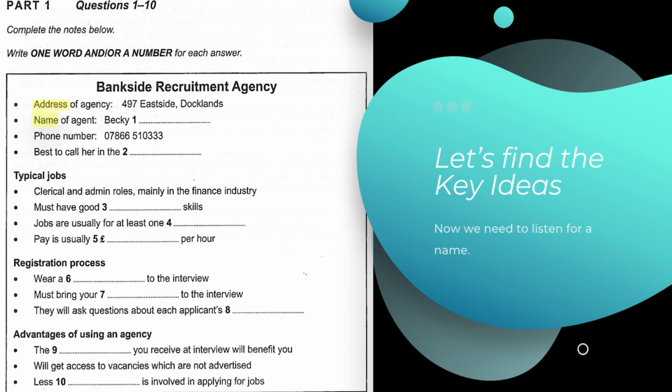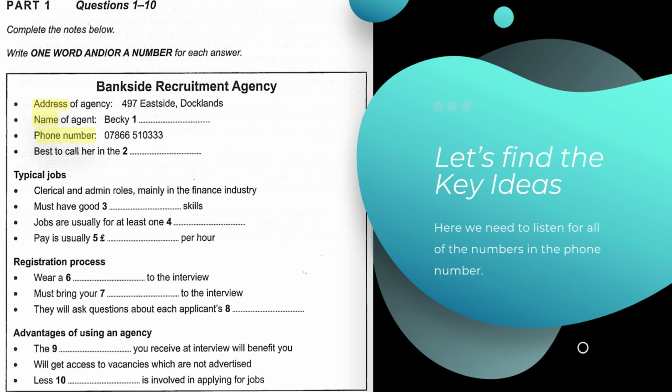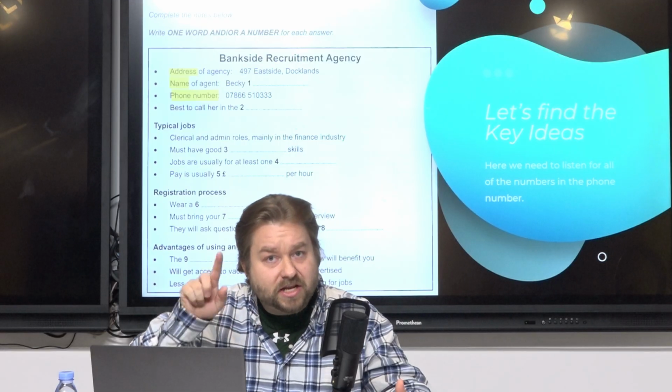Now, the next one, the name. It's pretty easy, right? We need to listen for the name. The speaker will give it to you. And actually in this, they spell it for you, which is pretty handy. Here, we need to listen for a phone number. So we have to listen carefully for each number.